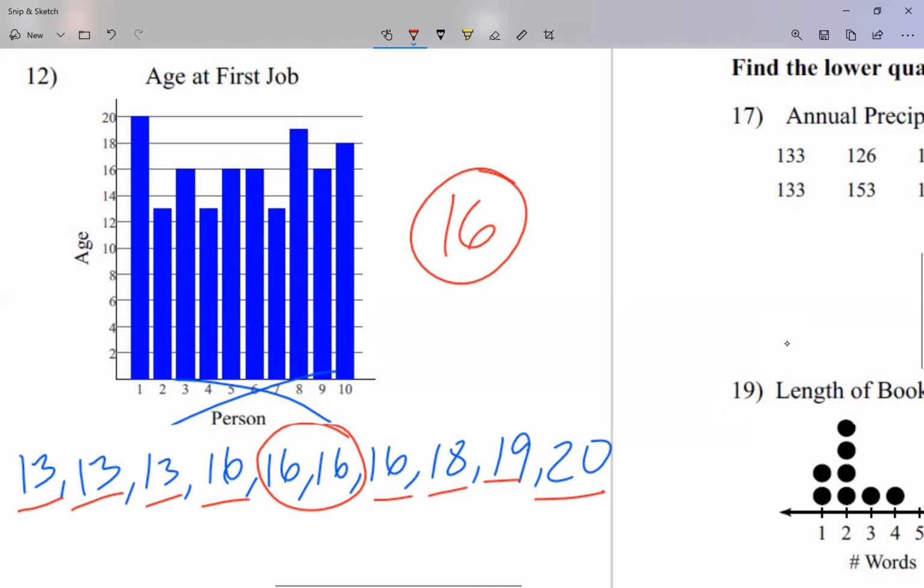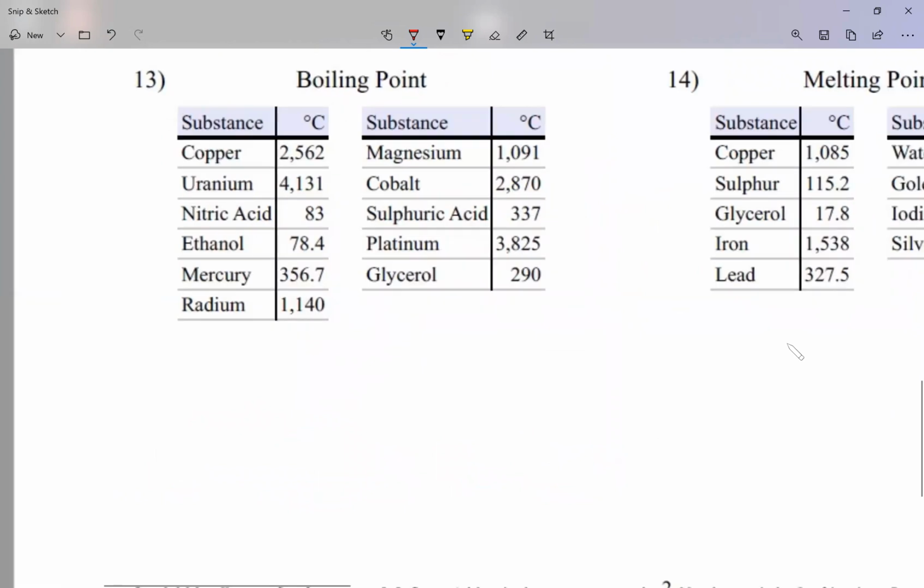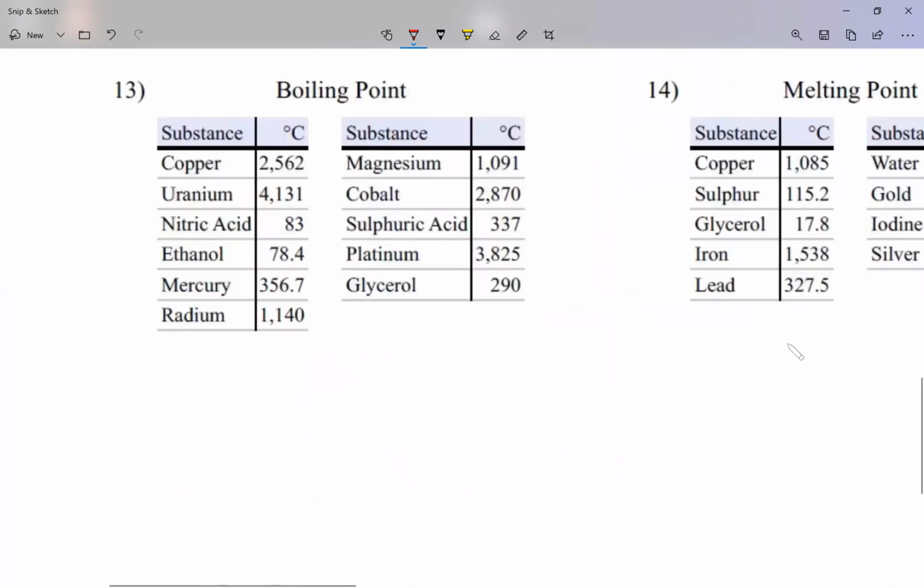If the numbers did not repeat, right, the 2 numbers in the center were different, add the numbers, divide by 2. All right, pretty cool. Let's take a look at number 13. Now we're going to be looking at tables. All right, talks about boiling point.